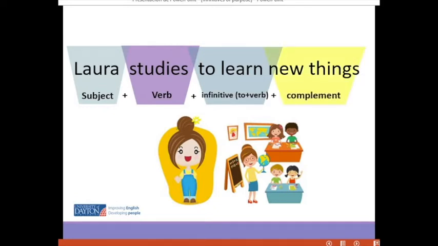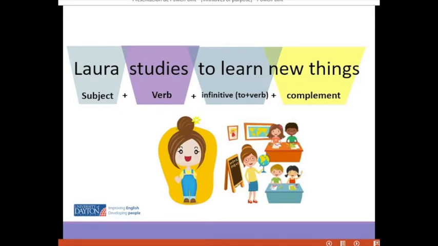Finally, we have a complement. We can change the complement. For example, Laura studies to learn Spanish. Okay, Laura studies to learn mathematics. So the complement is optional, but the rest of the structure is like this. We need a subject, we need a verb, we need infinitive with to plus the verb, and optional, we can add a complement. Like this, we can make an affirmative sentence.